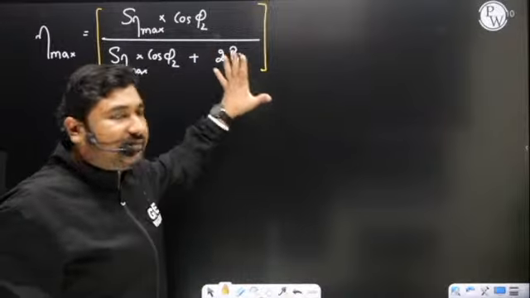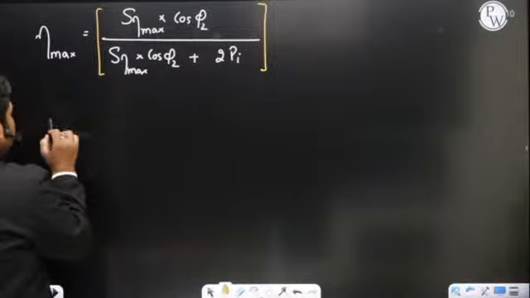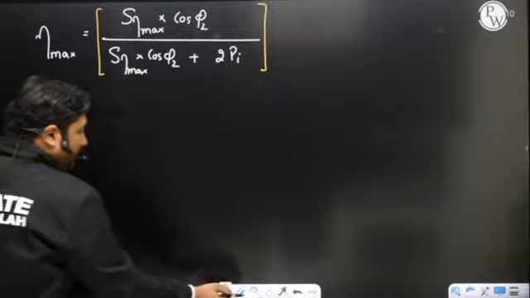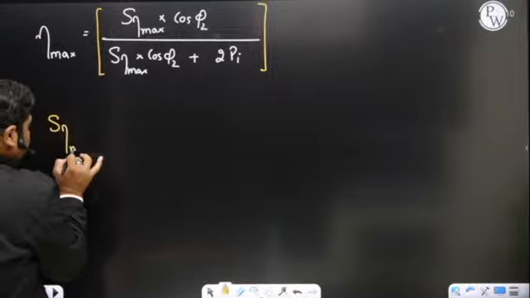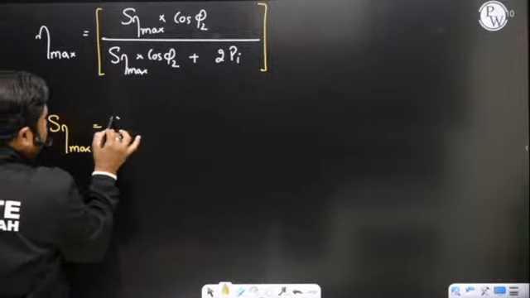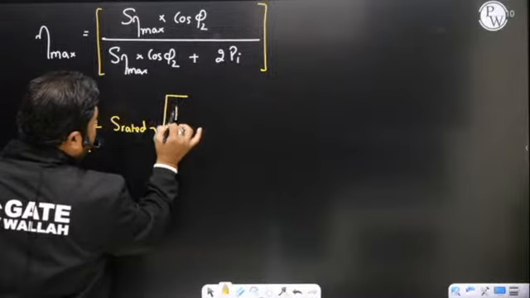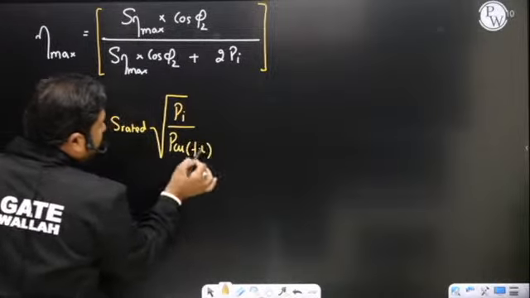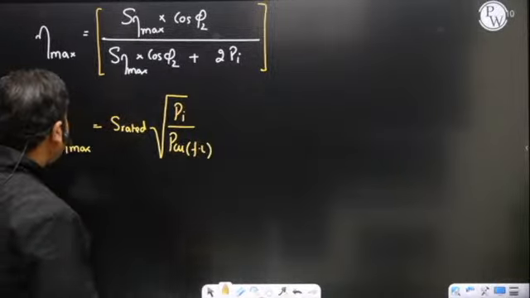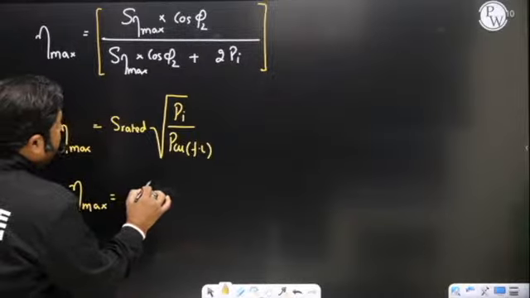I am just substituting the values here. Efficiency is maximum in terms of power factor at unity, so I am going to put it as unity. And what is kVA at which efficiency is maximum? Please observe here, kVA at which efficiency is maximum is rated kVA under root of Pi by PCUFL, where PCUFL is the full load copper loss. So what is the maximum efficiency?